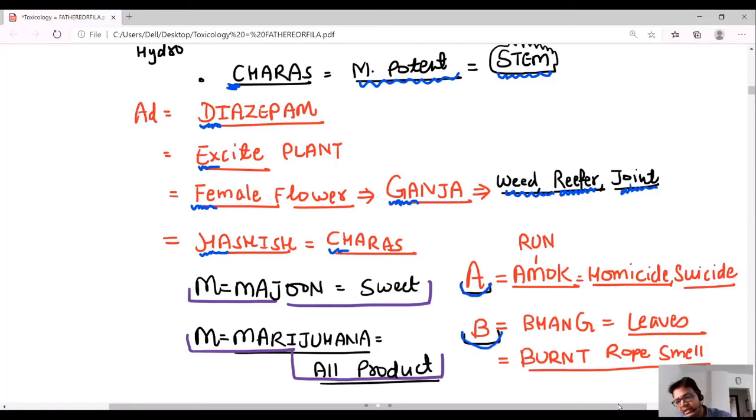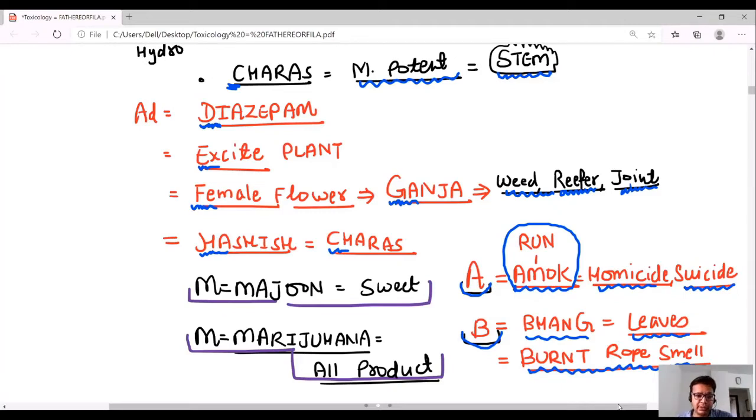A for amok. Sir, there is a situation which is known as run amok. Dr. Saab, run amok is a homicidal and suicidal tendency in cannabis. B for bhang. Bhang is prepared from leaves. And Dr. Saab, B for burnt drop smell, that is also seen in cannabis.